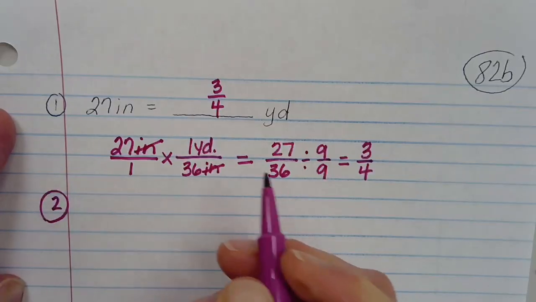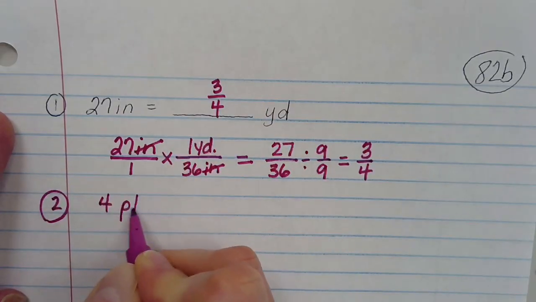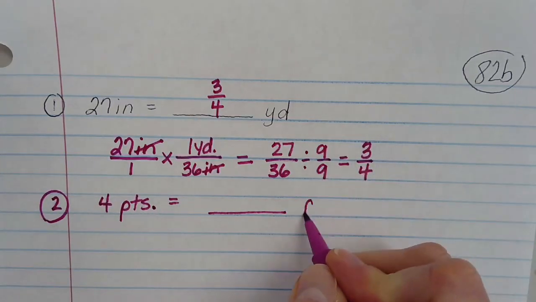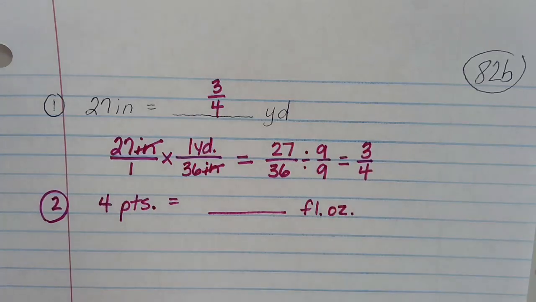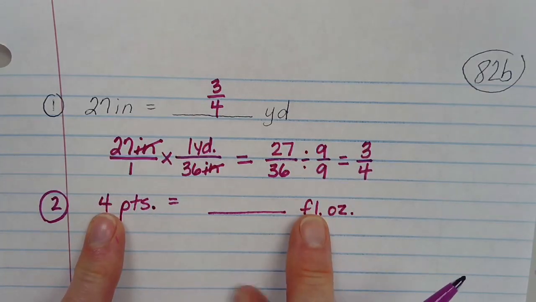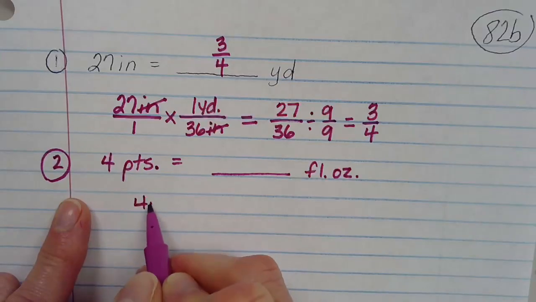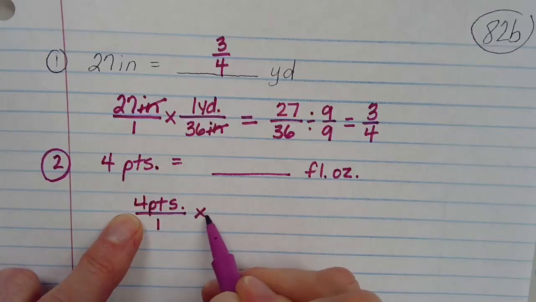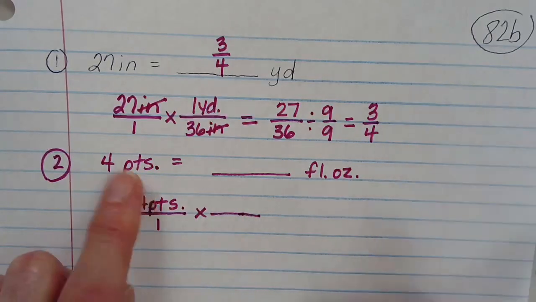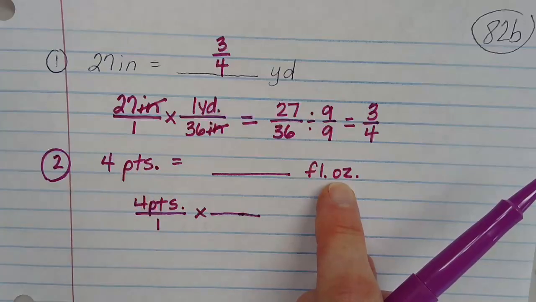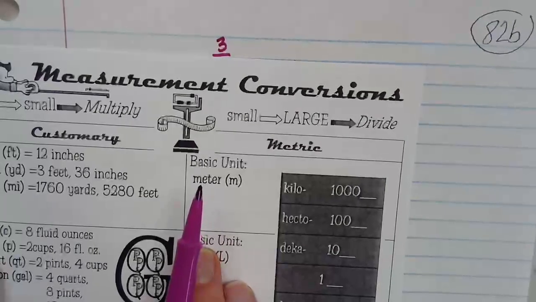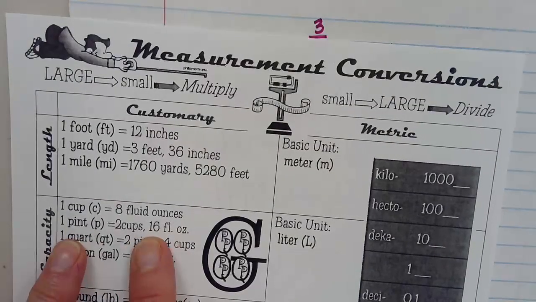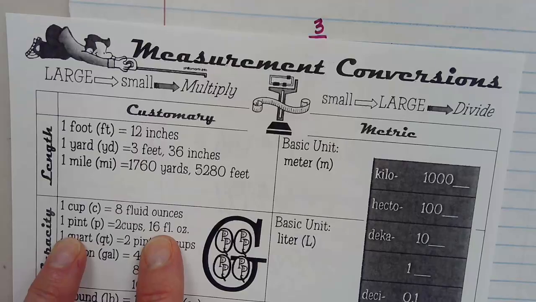Number 2, I have 4 pints, PTS, equals blank, and that is going to be fluid ounces. Okay, so I have 4 pints. I want to know how many fluid ounces that is. So I'm going to put what I have to start with, which is 4 pints. I'm going to put that over 1. And I'm going to multiply that by a value of 1 that is pints and fluid ounces that are the same amount. So if I look at my chart, I have pints, and then it says pints that are equal to fluid ounces. 1 pint is 16 fluid ounces. Okay, that and that are equal.